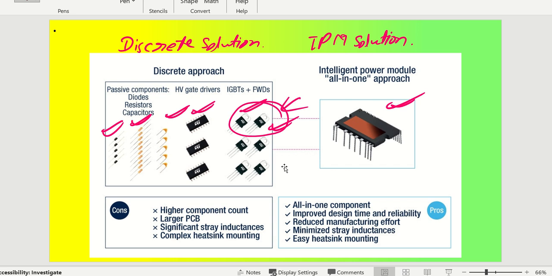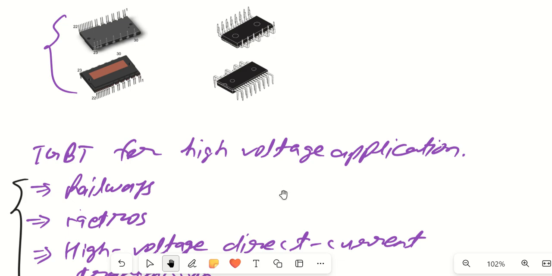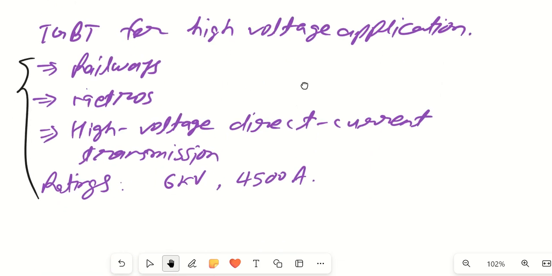Okay, so let's continue our discussion. If we increase our concepts a little bit, then IGBTs for high voltage applications are there in railways and metros, and high voltage direct current transmission is also there. So there the ratings go as high as 6 kilovolt, that is 6000 volts, and the current rating goes up to around 4500 amperes. Okay, so you can see these current ratings are very high. All right.